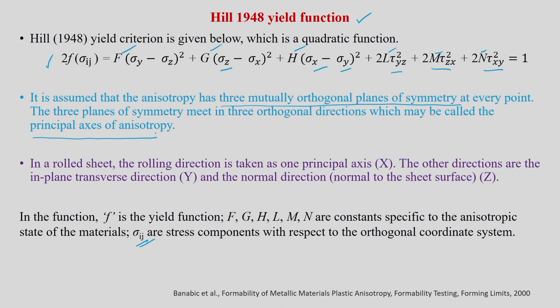Okay, for instance, in a rolled sheet, the rolling direction is taken as one principal axis. I have denoted it by x for a reason. The other directions are the in-plane transverse direction y and the thickness direction, which is nothing but z.